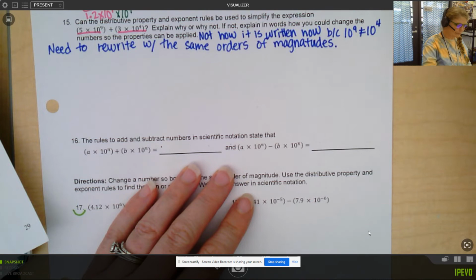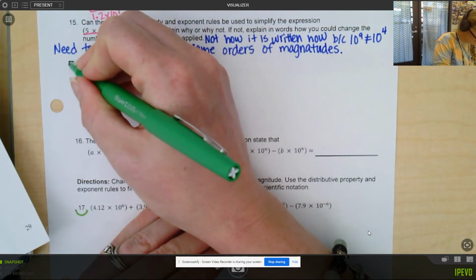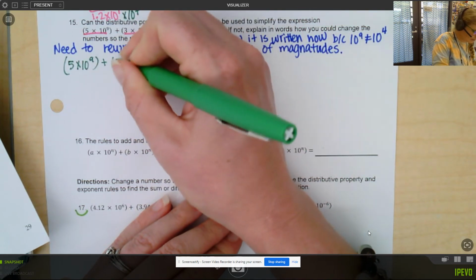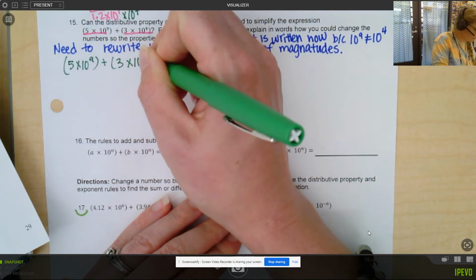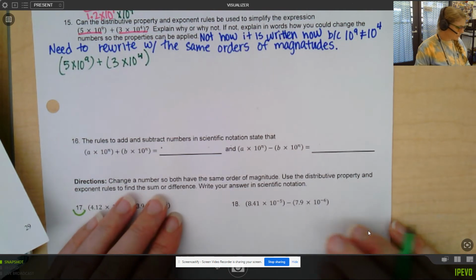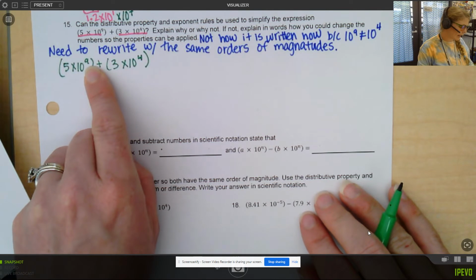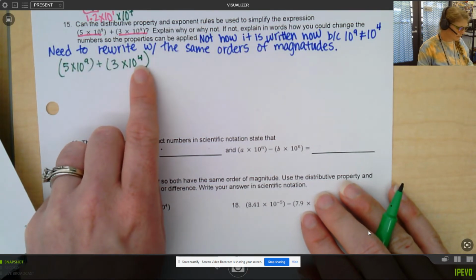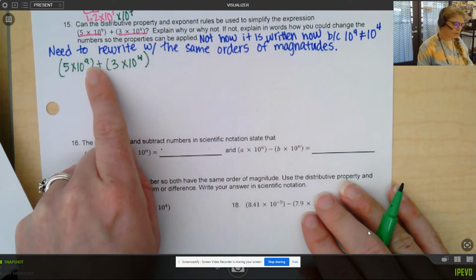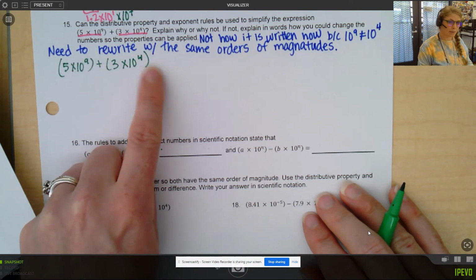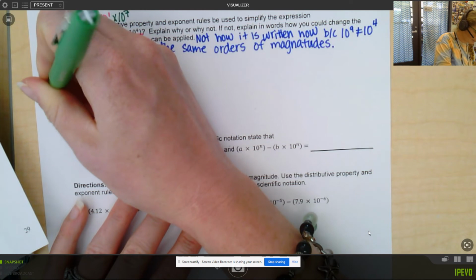Okay, so what can we do? Well, we have 5 times 10 to the ninth power plus 3 times 10 to the fourth power. So from here, what do we want? Well, we want the same order of magnitude. So you can make it both 10 to the ninth or both 10 to the fourth. So what I'm going to do is break up the larger power into addends as the sum to make 9, but one of them has to be 4. So let me tell you what I'm trying to say.